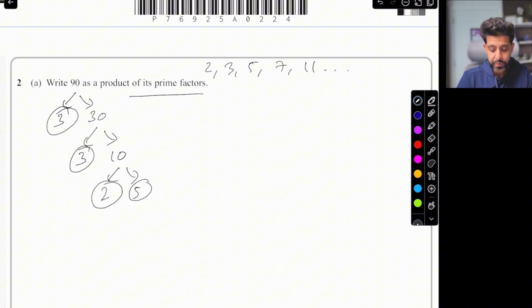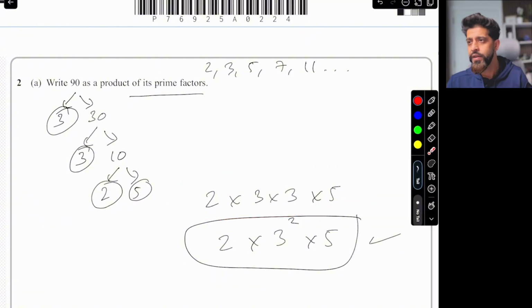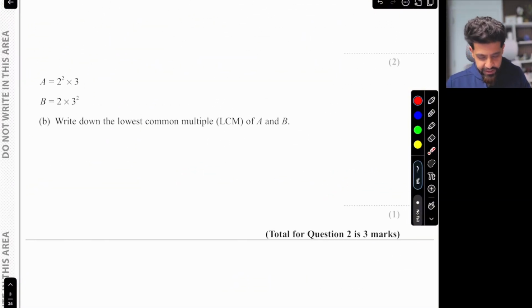So to write it as a product of its prime factors, we have to write them in order. So 2 times 3, times 3 again, times 5, and that becomes 2 times 3 squared times 5. That's your answer, but the examiners will also accept the other form as well. So, that's done. Right, next, it says write down the lowest common multiple of A and B.